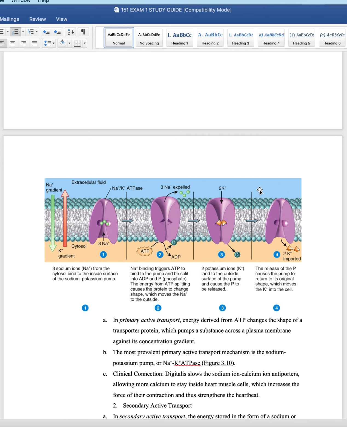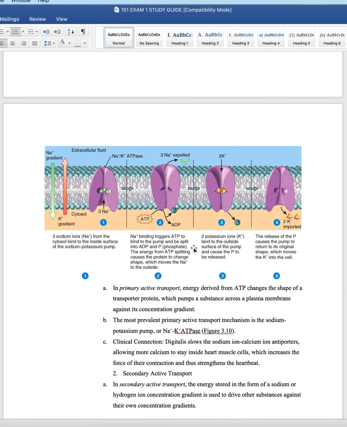So now we've got a chemical gradient and electrical gradient, right? So we've got a gradient for sodium and a gradient for potassium. And now we have expelled 3 positive and only brought in 2. So now we have a positive charge gradient as well. All right, so that's primary active transport.